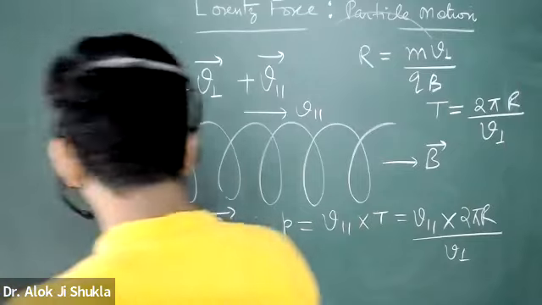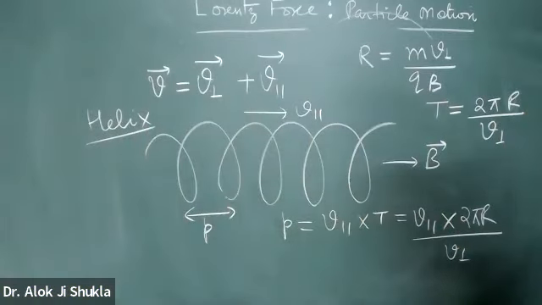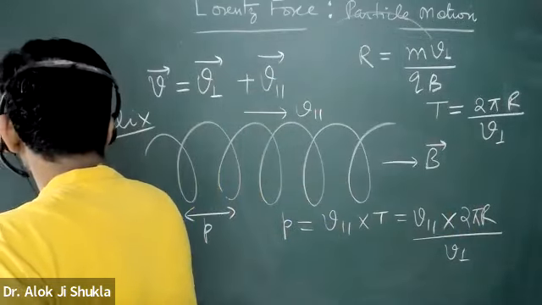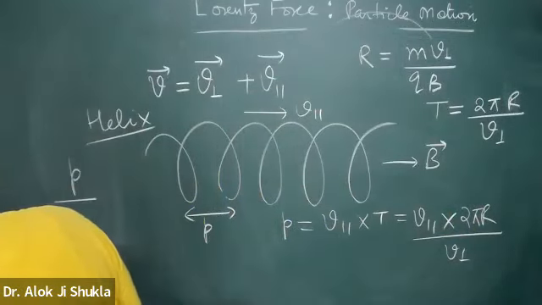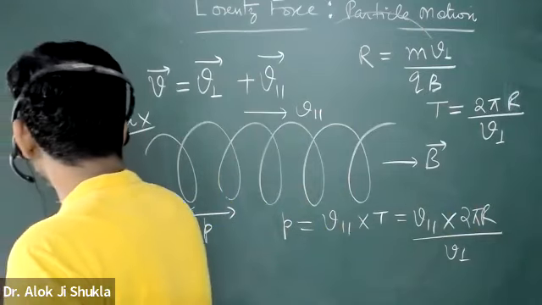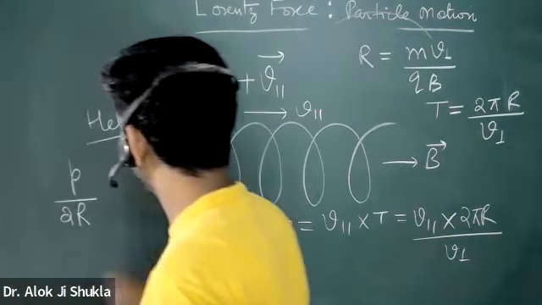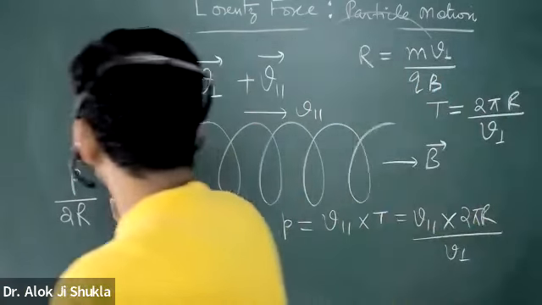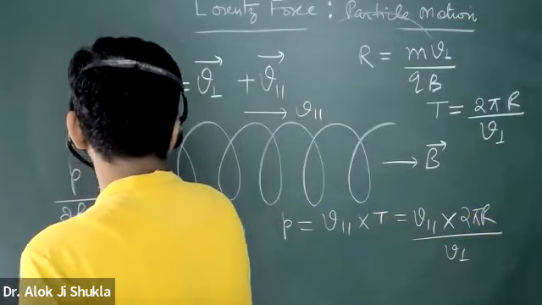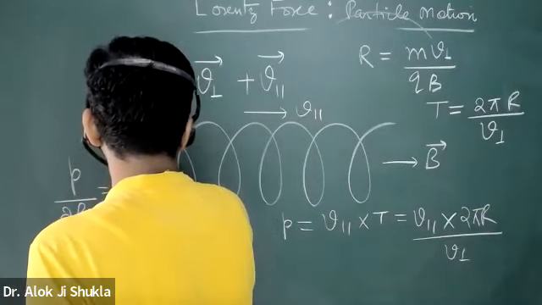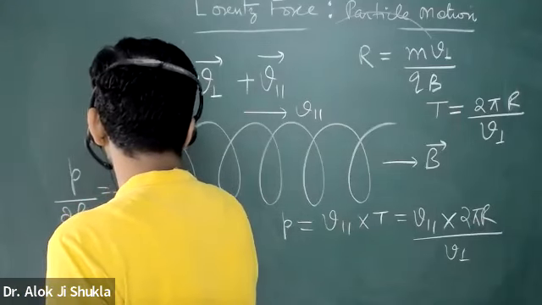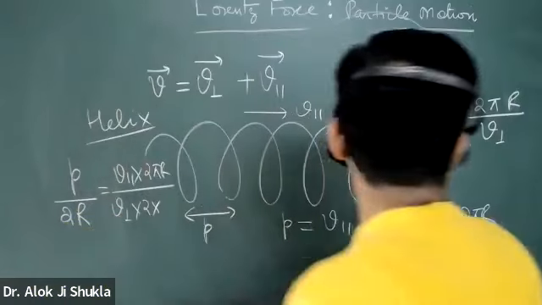Hello. What is L? L is our pitch upon 2r. 2r is the diameter. Yes or no? 2r is the diameter. This ratio they have asked. So let us write pitch. Pitch is V parallel into 2πr by V perpendicular into 2 into, what is r?